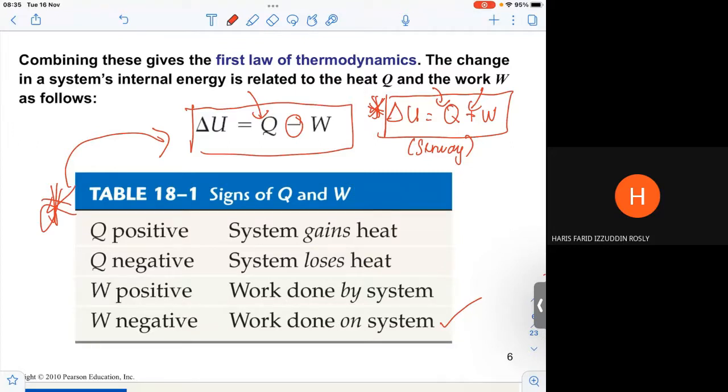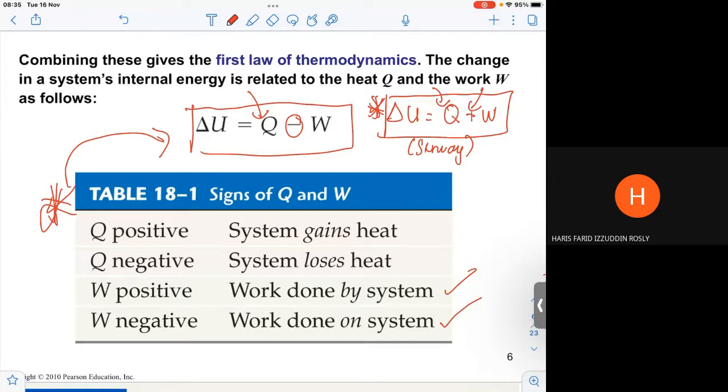Okay, so Q positive means the system gains heat, while Q negative means the system loses heat. While W positive means the work done by the system, and W negative means the work done on the system. What is the difference between the work done by the system and the work done on the system? Let's look at this part.